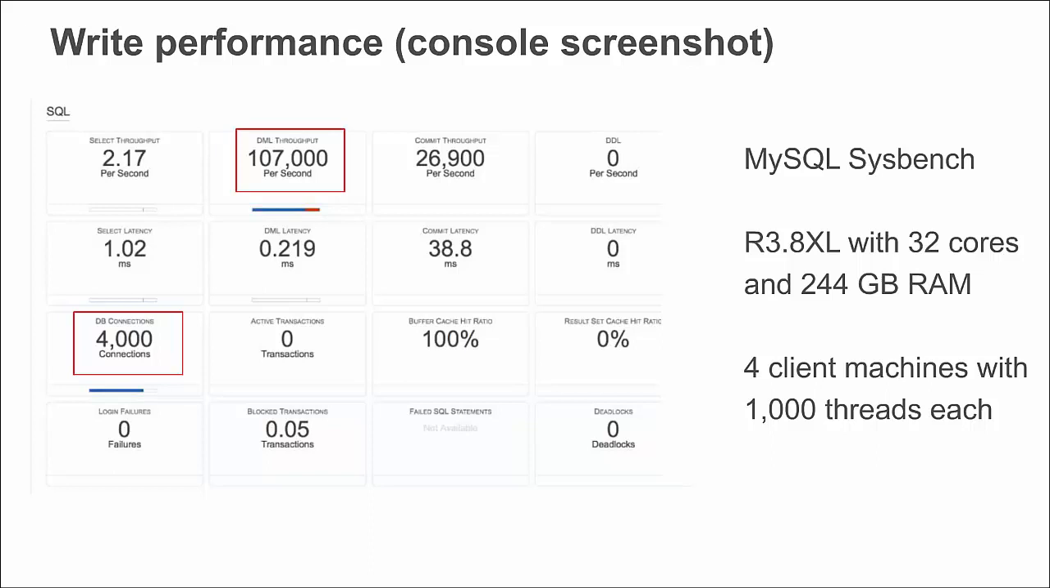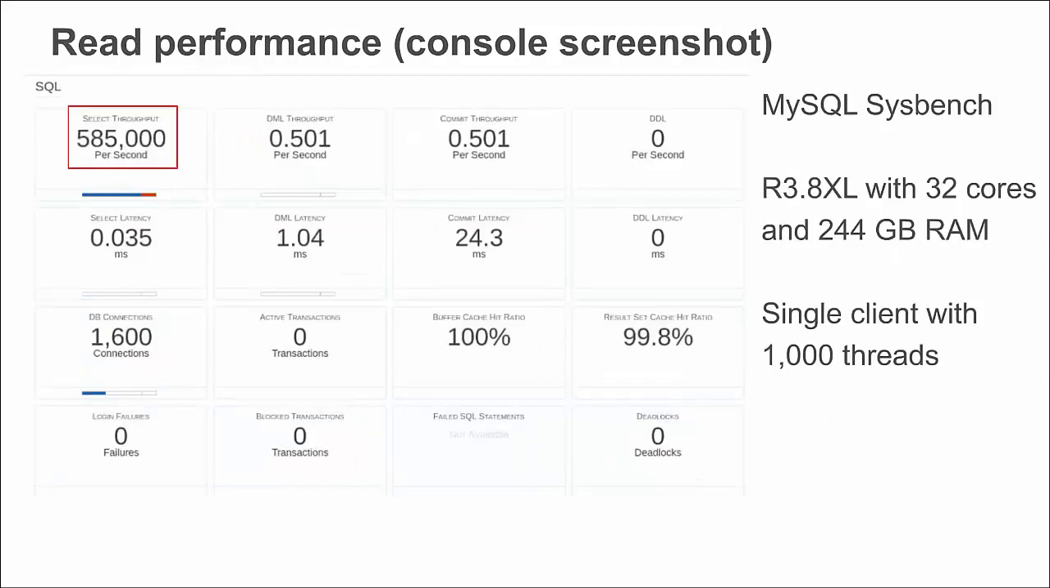We have consistently seen over 107,000 DML writes per second and 585,000 reads per second. This is on an R3 8xlarge with 32 cores, which is the largest instance type available for Aurora. And these were based on a single client working with 1,000 threads.